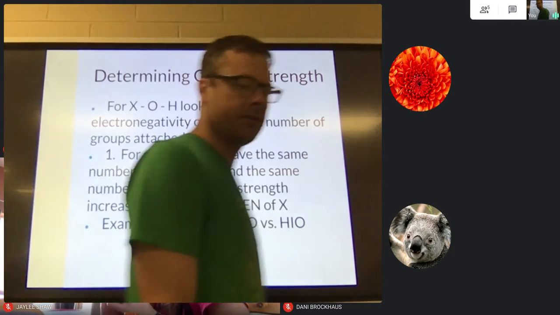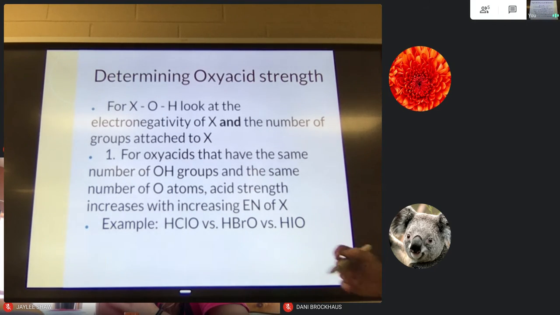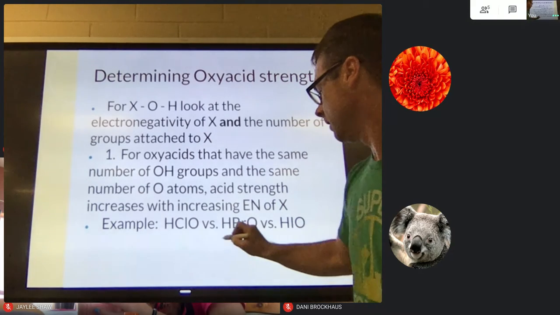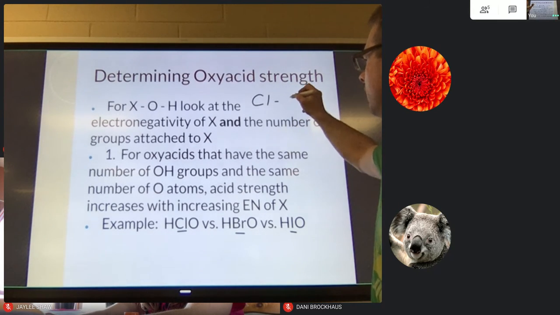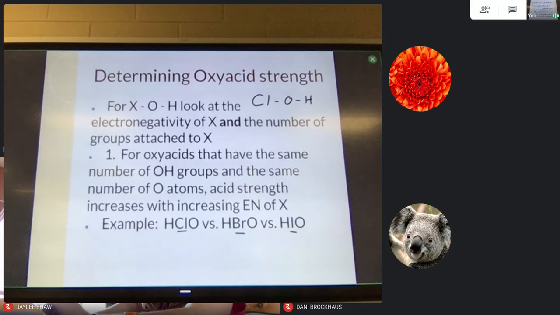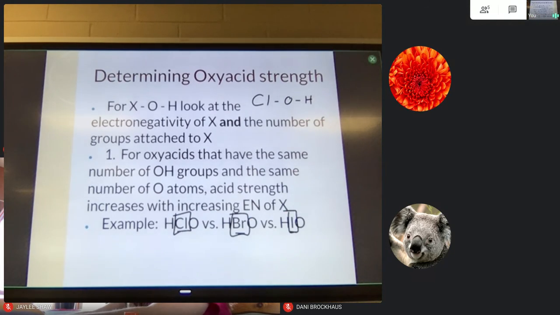So the question is, how do I figure this out? Well, you're going to use this rule. The rule is you look at what this is bonded to. If I had to draw the Lewis dot structure of these, basically it's Cl, O, and H. That's HClO. So who's the strongest acid? The only thing different about these is that element and its electronegativity. The idea is that the more electronegative element will produce the stronger acid.